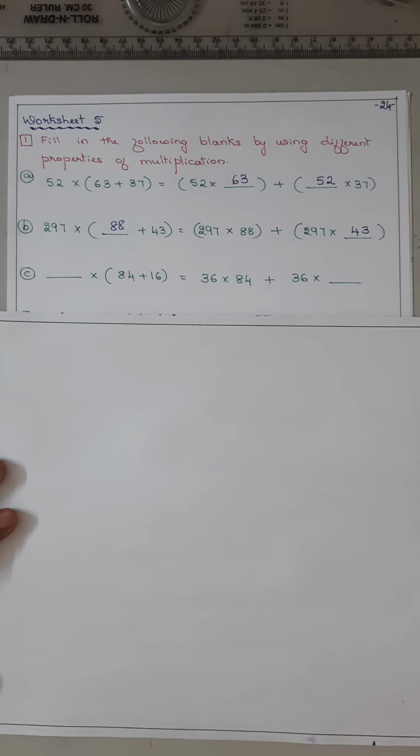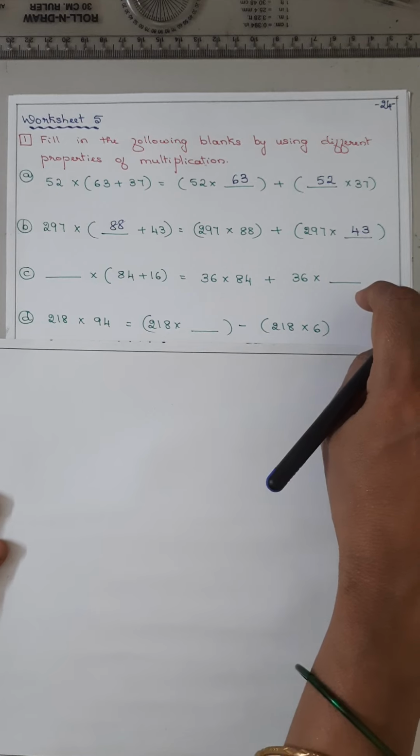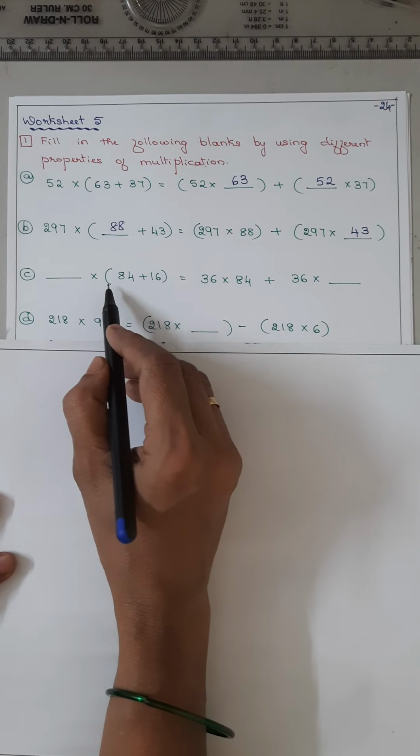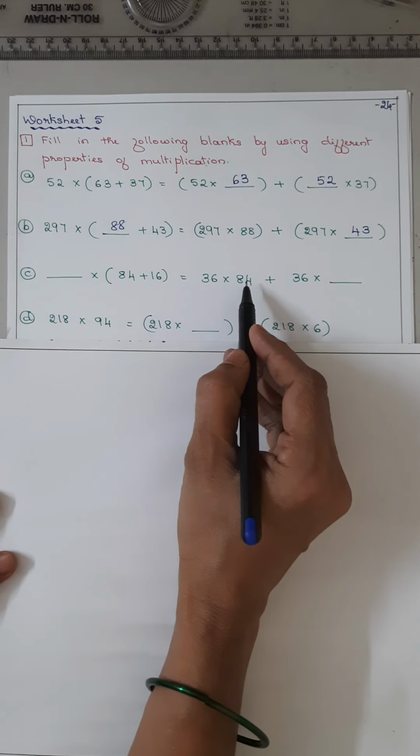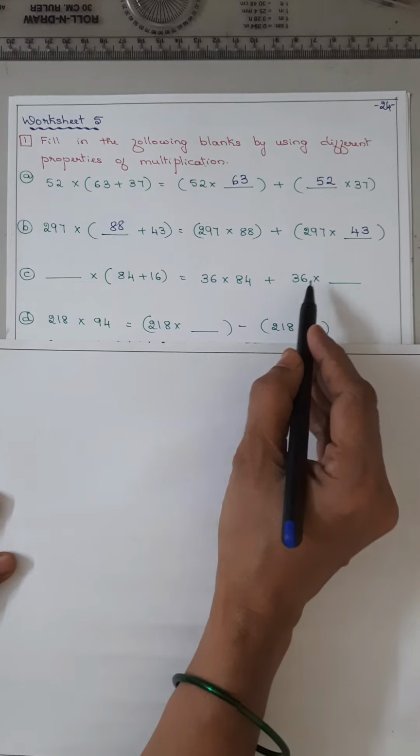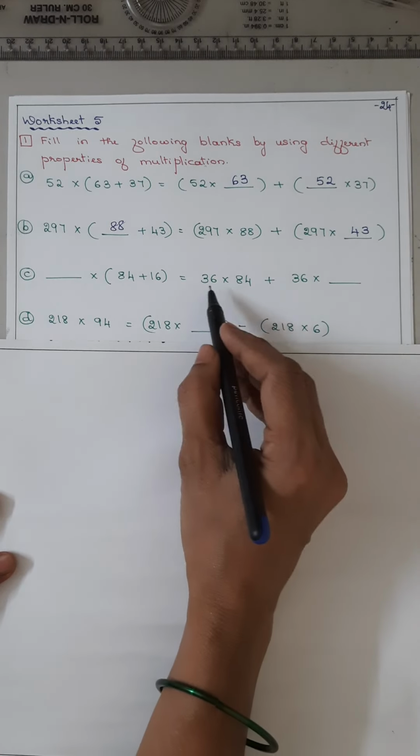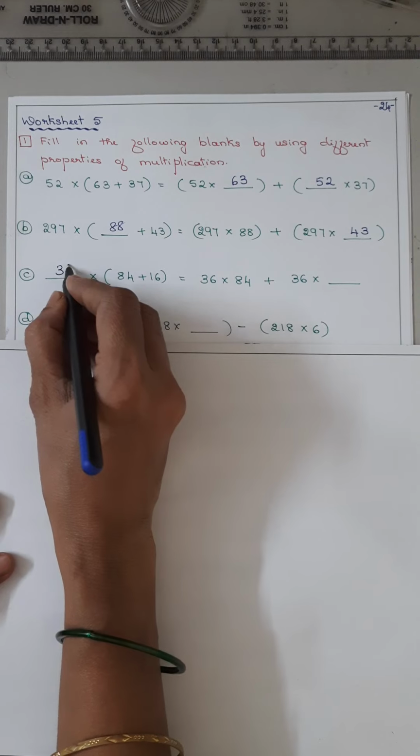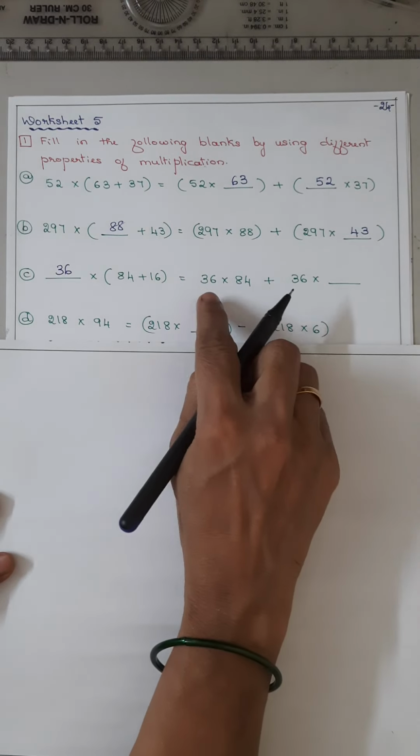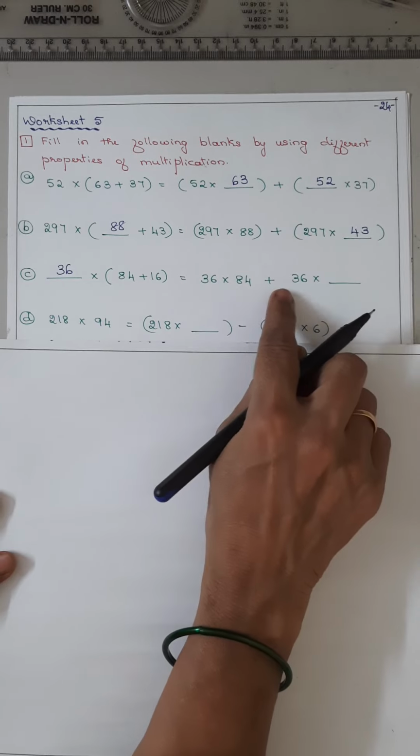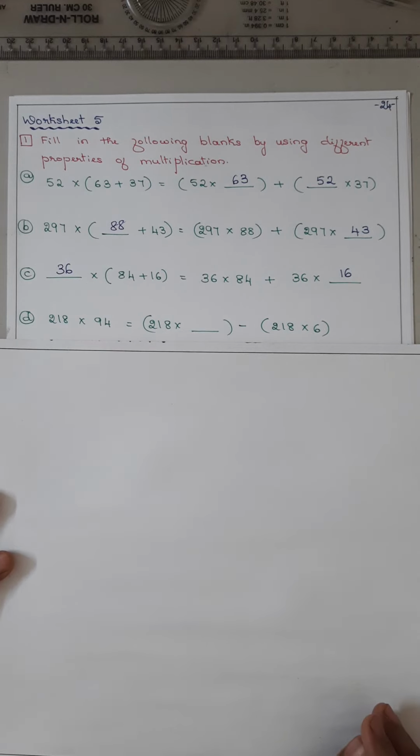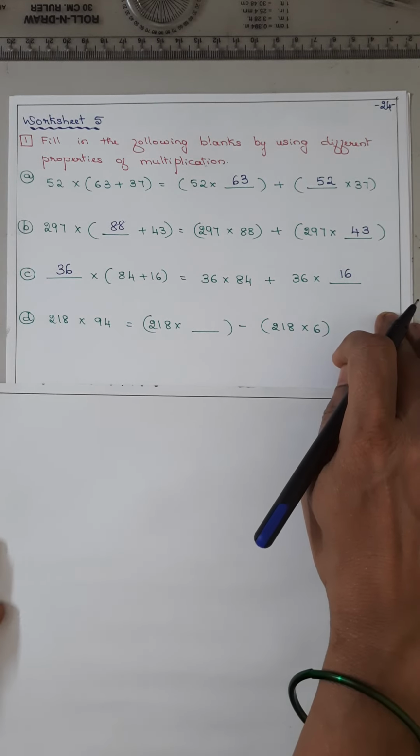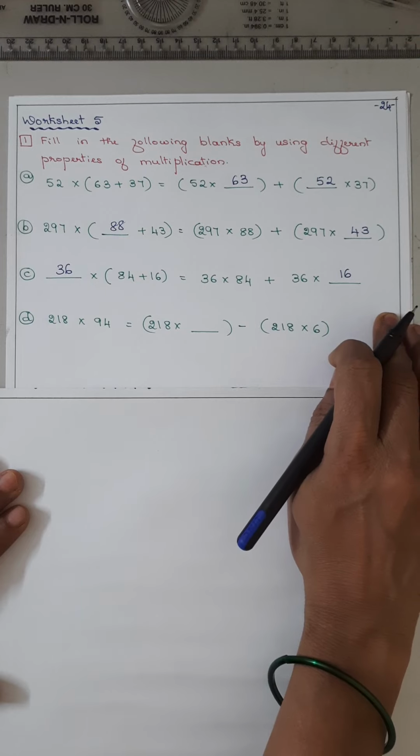तो प्रॉपर्टी याद रखो, डिस्ट्रीब्यूटिव प्रॉपर्टी, उसको इधर अप्लाई करने का है ना. Dash into 84 plus 16. Now 36 into 84 plus 36 into dash. So common क्या है? 36. So here it will be 36. Now 36 into 84 दिया है plus 36 into 16. Clear?